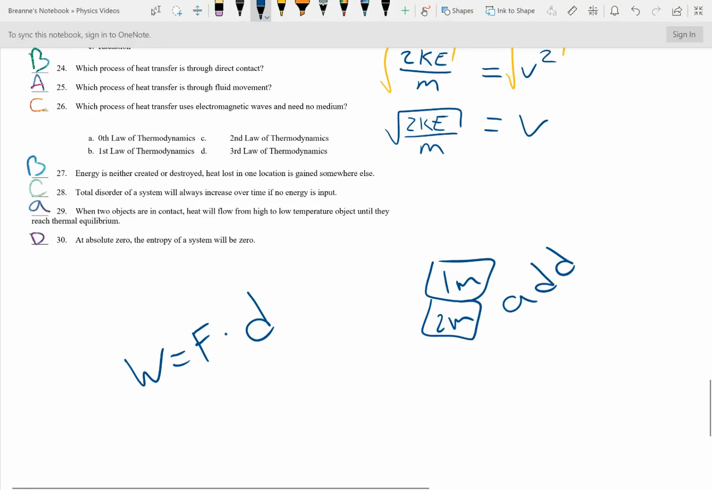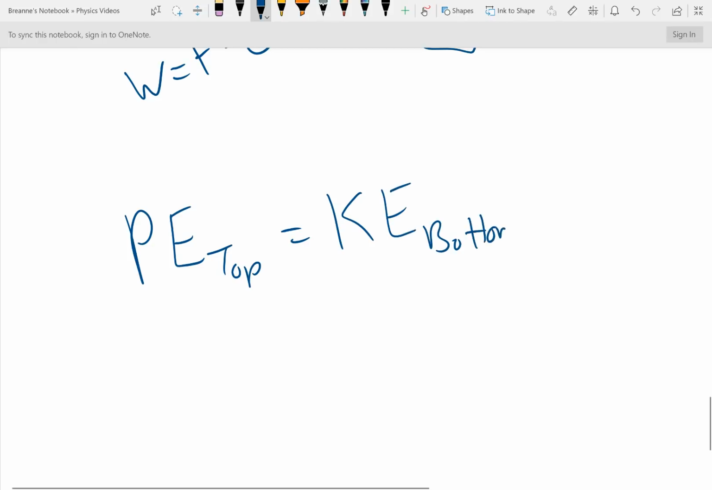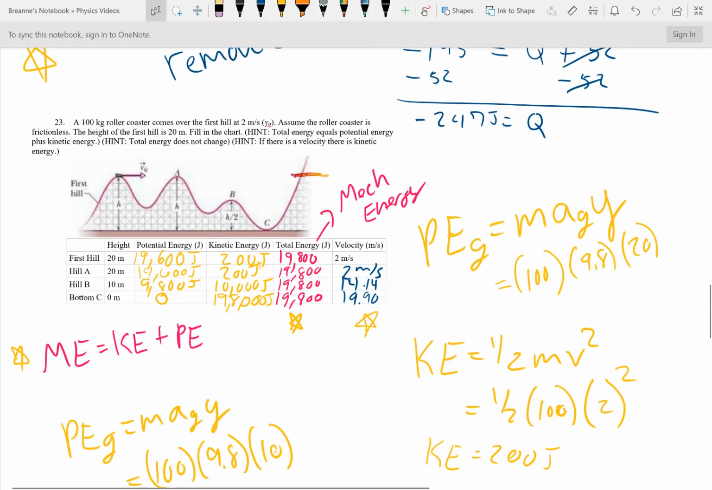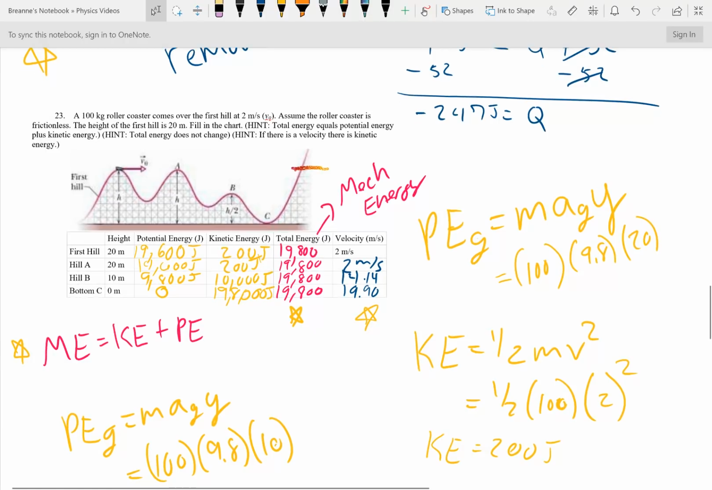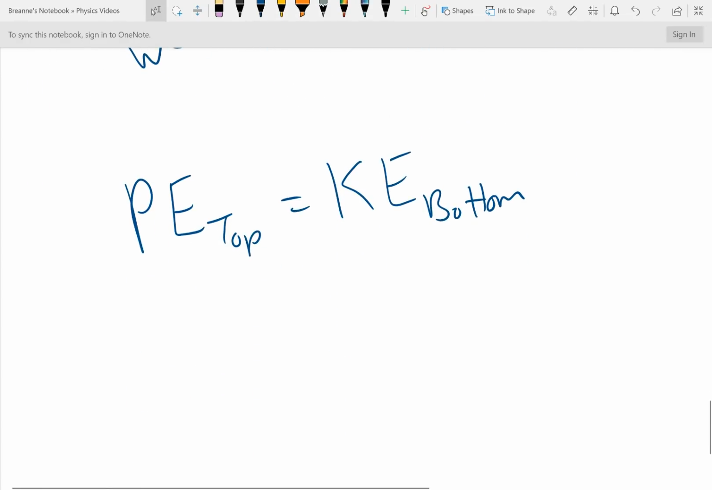The only other thing that I think I would know is remember your equation: your potential at the top equals your kinetic at the bottom. We kind of touched on that dealing with the roller coaster. As long as it is not moving at the top, like in our example here, you can see it's moving, so that doesn't quite work. But if the object's not moving at the top, and you're trying to find your kinetic energy, you can use your gravitational potential energy, or vice versa. So I would definitely know that your potential at the top equals your kinetic at the bottom.